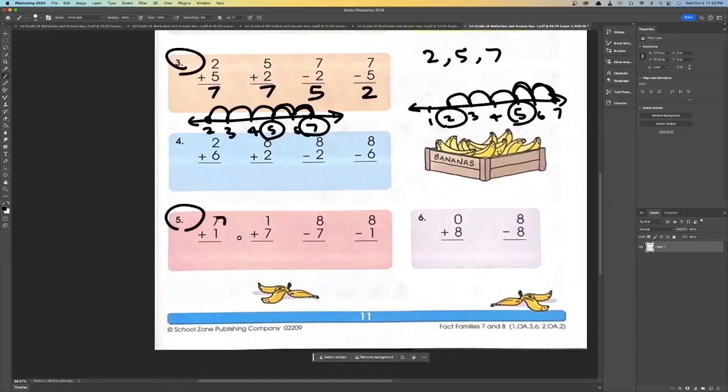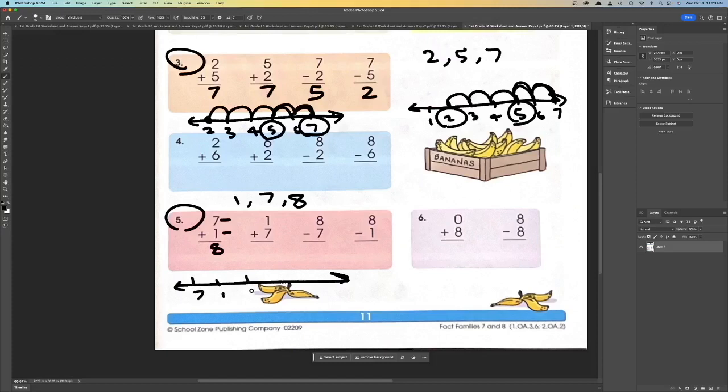Now let's go on to number 5, which constitutes 7, 1, and 8. 7 right here, 1 right here, and 8 right here. So this is going to be a fact family of 1, 7, and 8. Now, from these three numbers, we see that 7 and 1 are used up, and 8 is the only one left, so we expect that 8 is going to be the answer. But for the sake of work, let's just put it on a number line.